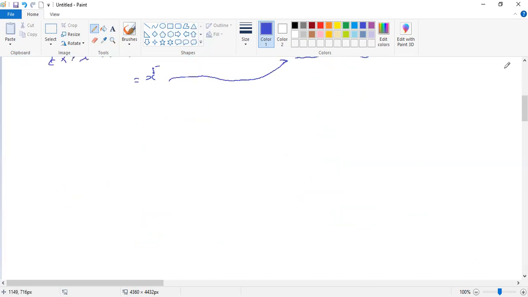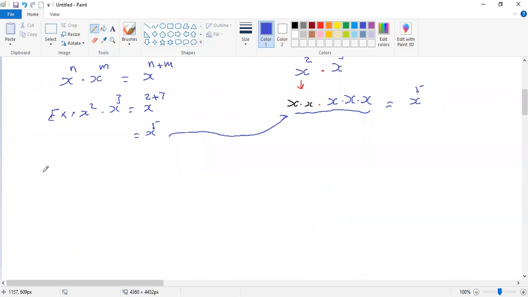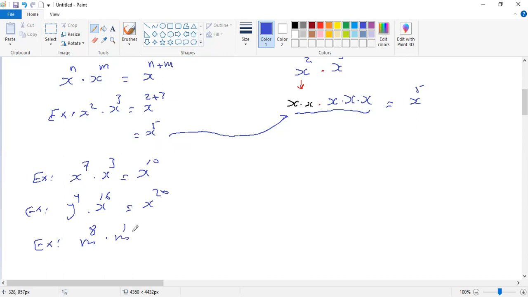So for example, x to the power 7 times x cubed: 7 times plus 3 times will be 10 times, directly 7 plus 3. Another example: if I say x to the power 4 times x to the power 16, so x to the power 20. Another example: m to the power 8 multiplied by m to the power 14 equals m to the power 22. So we add the powers.